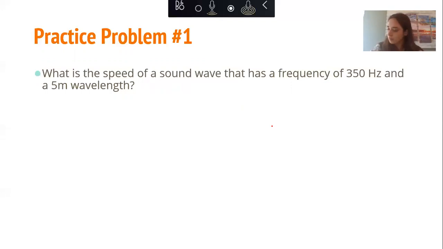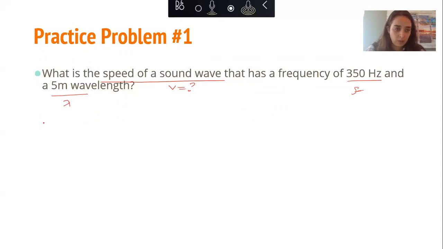Take any notes that you see on the screen as I go along. So for my first practice problem here, it says, what is the speed of a wave that has a frequency of 350 hertz and a 5-meter wavelength? So first, I'm going to annotate my question. So here I have the speed of a wave. So that's my V, that's what I'm trying to find. And then I'm given a frequency of 350 hertz. And then my wavelength is 5 meters, right? So remember, this symbol lambda represents wavelength.